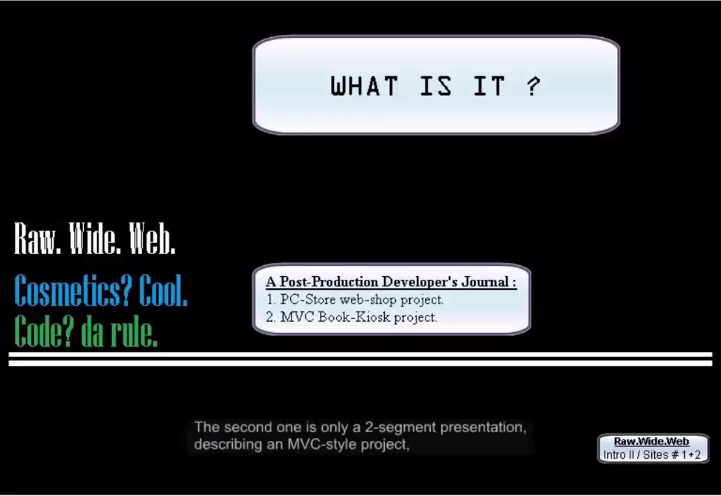The second one is only a 2-segment presentation describing an MVC-style project, which is a software system to be installed on browsing kiosks posted around at a real-world bookstore. The topics covered here include explanations on what the MVC design pattern is and how URL routing works, all condensed into an 8-minute demonstration that's covering both theory and practical applications, where the coding efforts in here have been made to do things the cool and correct way.